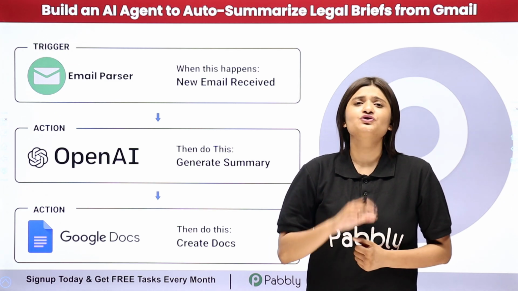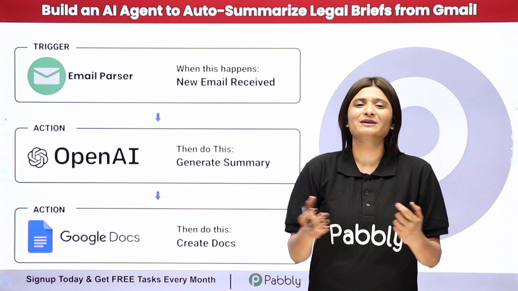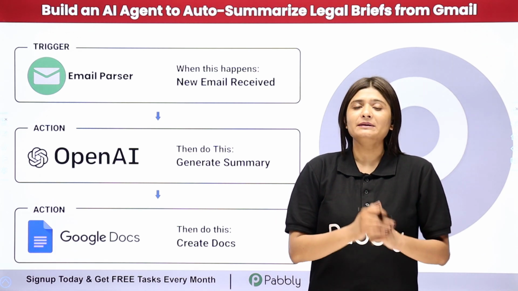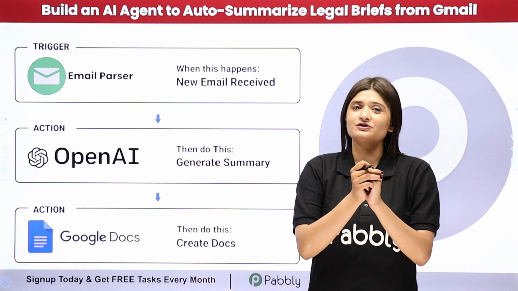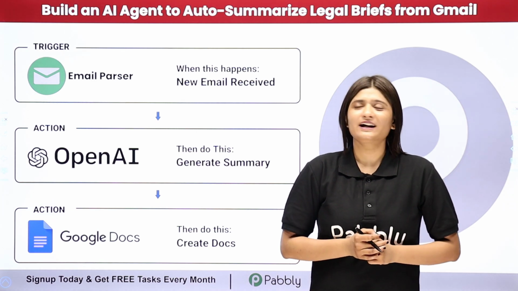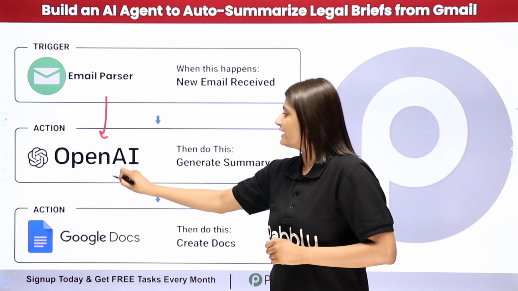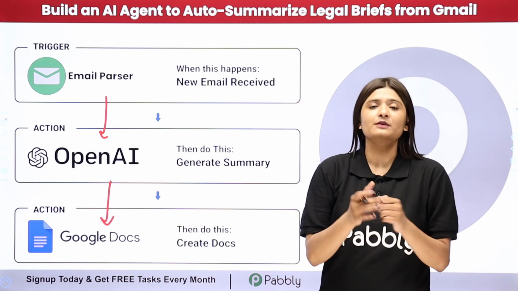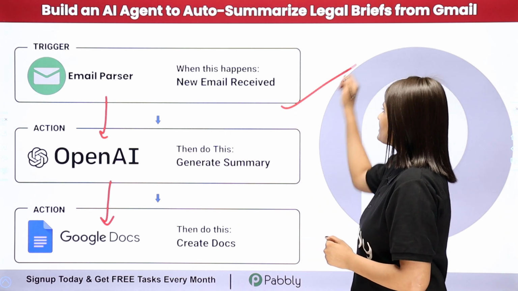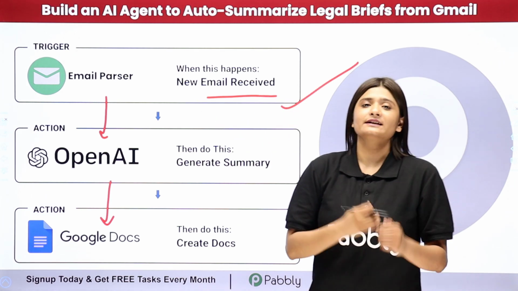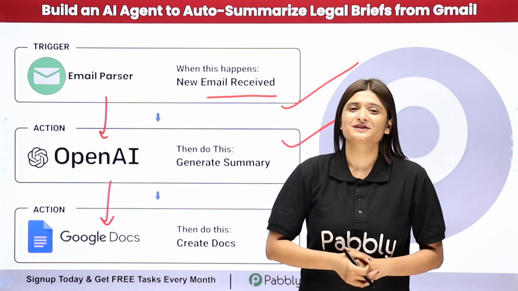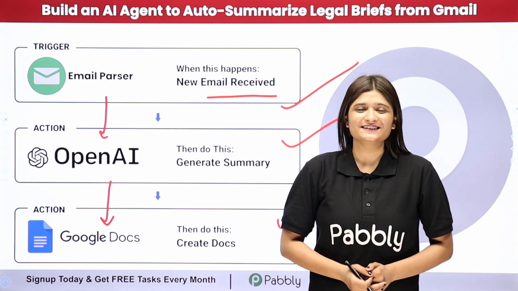Doing this manually will consume a lot of time, so I'm completely going to automate this process. And to do this automation, I'm going to use Pabbly Connect. So Pabbly Connect is an amazing automation and integration software which requires no coding or programming skills. Here I just need to build a connection between email parser, OpenAI and Google Docs. With the help of Pabbly Connect, I'm going to build this connection in such a way that whenever I receive a new mail, it will be automatically summarized with the help of OpenAI and it will be automatically created as Google Docs.